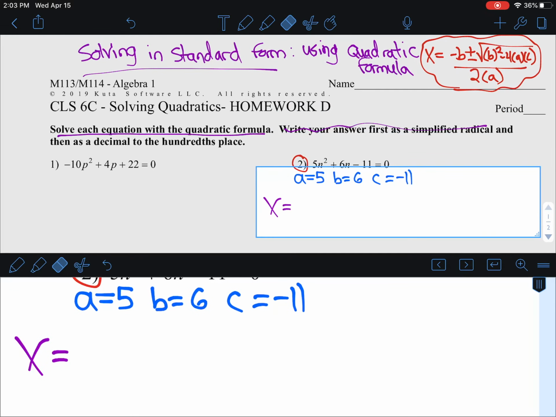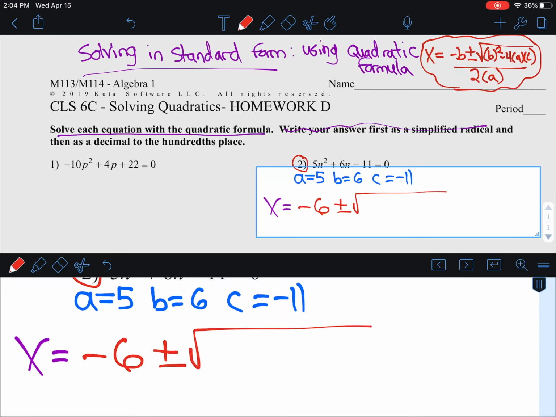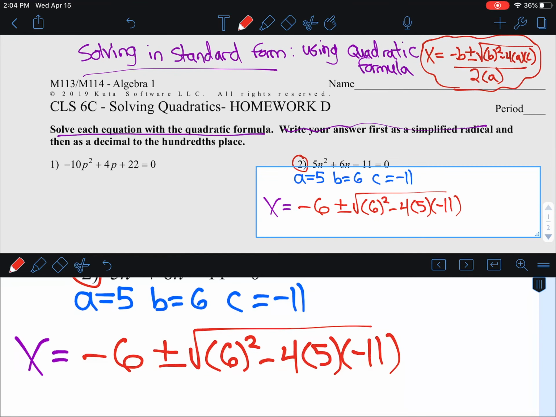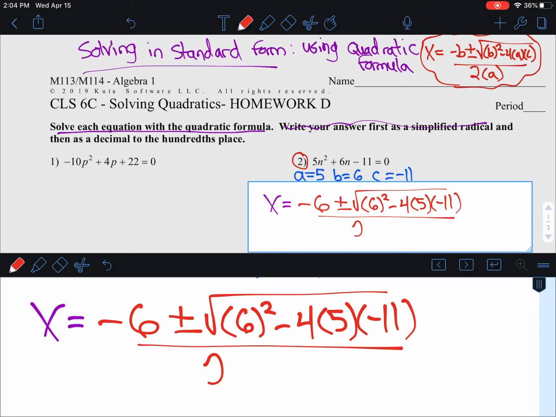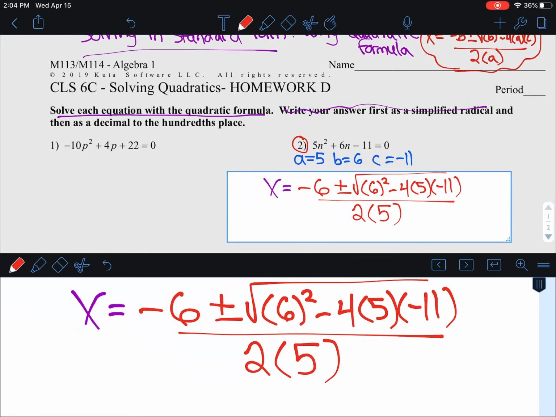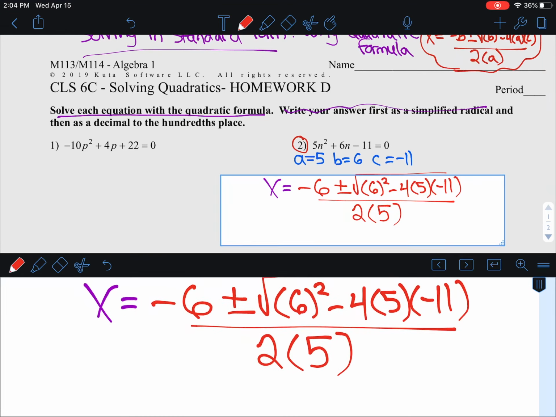So what you do is, okay, it's the opposite of B. So the opposite of B in this case would be negative 6. So it would be negative 6 plus or minus the square root of B squared, so 6 squared, minus 4 times 5 times negative 11, because that's 4AC, all over 2 times 5. And again, probably not something you can just calculate in your head. You're going to need a calculator for this.